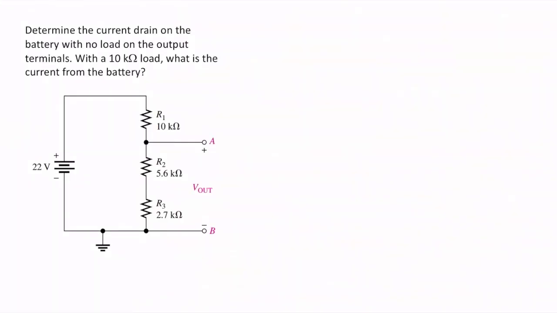Determine the current drain on the battery with no load on the output terminals. And with the 10 kilo ohm load, what is the current from the battery? So the first problem asks what the current is if there's no load, while the second states that if there's a 10 kilo ohm load, what will be the current drain from the source. So let's consider the case.